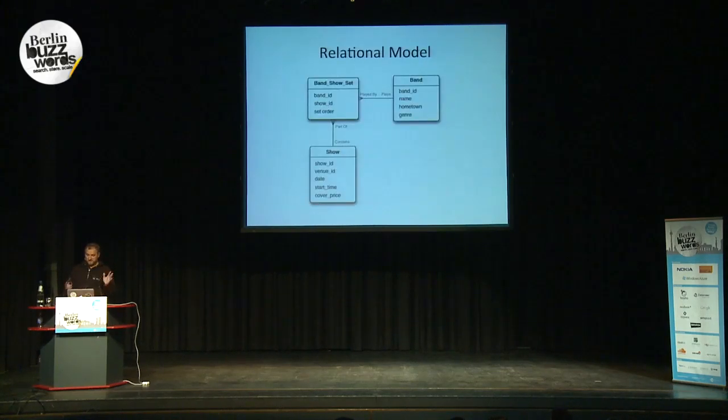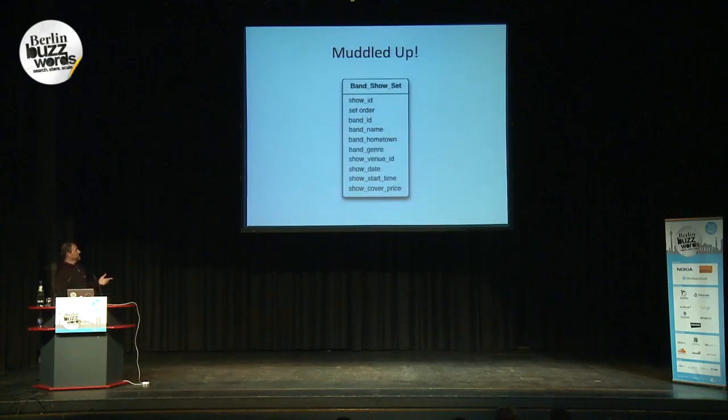The relational model, closing this now, shows basically a difference. This is a relational model, typical thing, right? This is what you would design with this mediation table here. So I have the band, a show, and the set, the combination of both. You could think about throwing this all into one, like this. This is not a good idea because a band obviously has many shows, so this doesn't work.